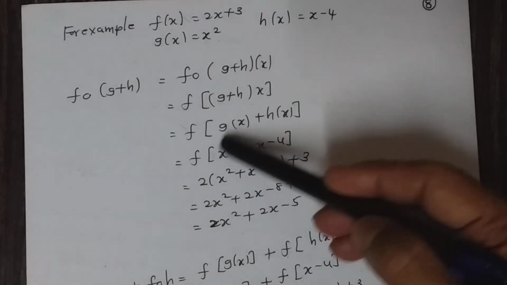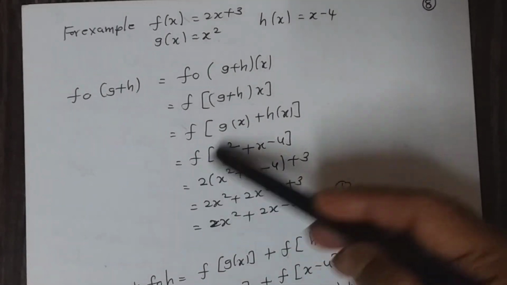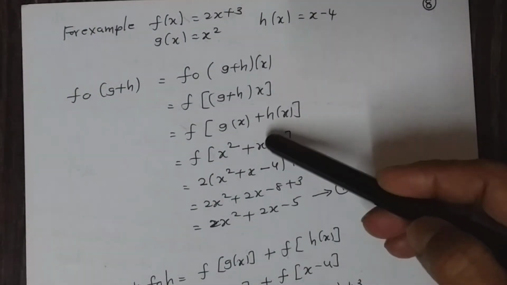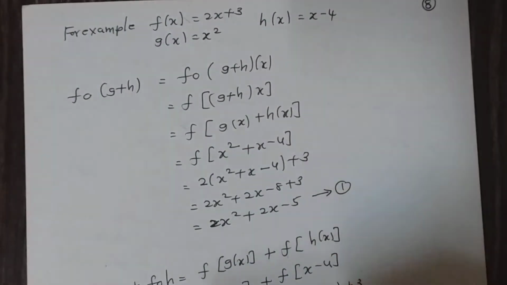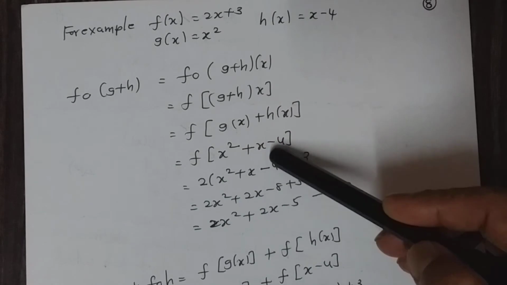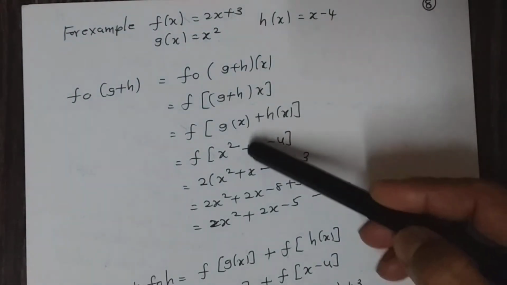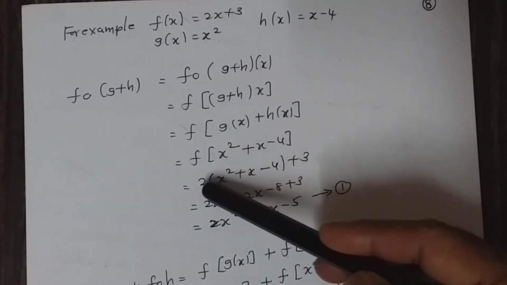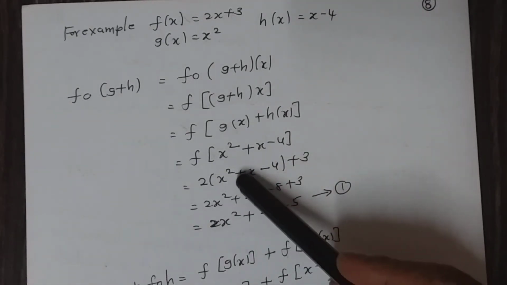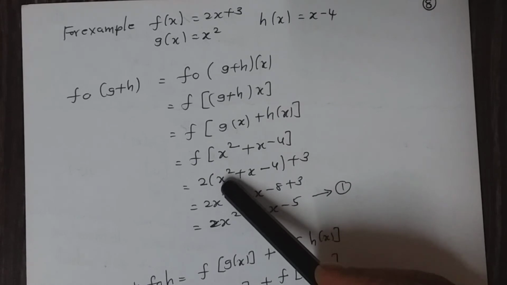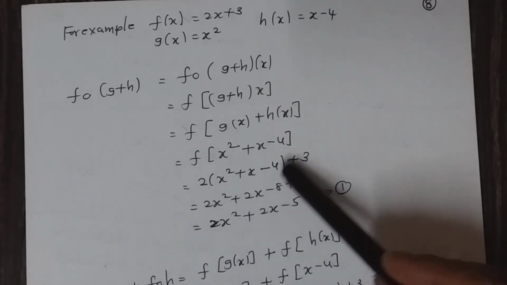Now how does it look? It looks like f of x. So in the definition of f of x, instead of x you should substitute this fully. What is the definition of f of x? 2x plus 3. So instead of x, this fully you should put, 2 into this fully, plus 3. Now open the bracket, multiply with 2: 2x square plus 2x minus 4 plus 3.